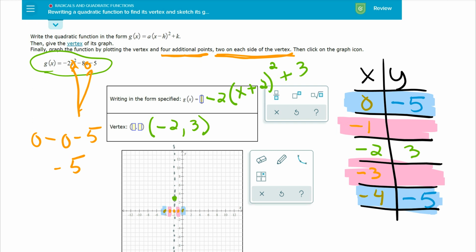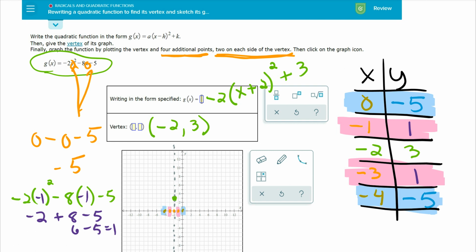Now I'm going to stick in -1. So I'm going to have -2 times whatever you pick for x squared, minus 8 times whatever you pick for x, minus 5. I'm going to stick in the -1 now. So -1 squared is +1 times -2 is -2. -8 times -1 is +8. And then left to right, -2 plus 8 is 6, and 6 minus 5 is 1. So that'll be a 1 here and a 1 there.